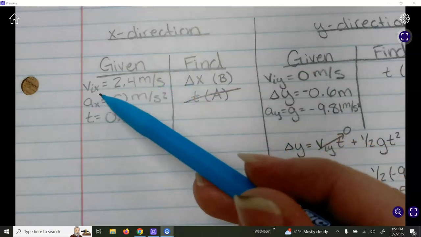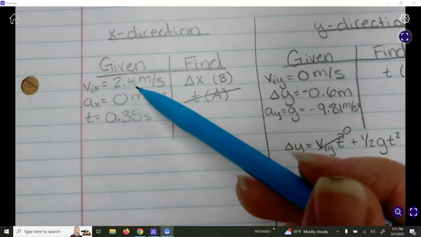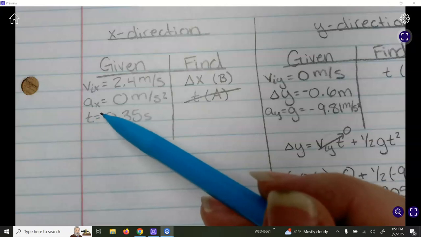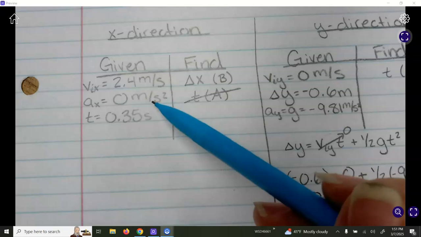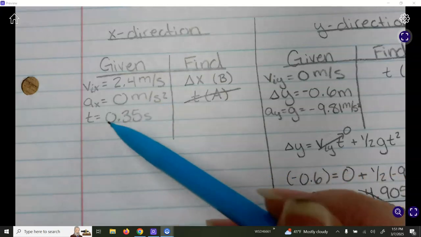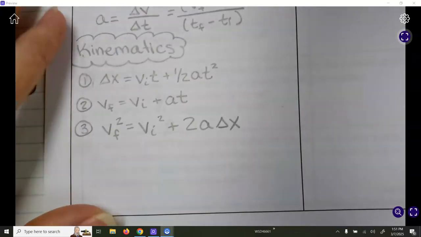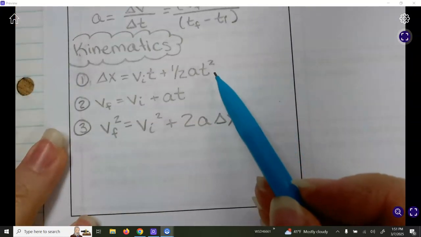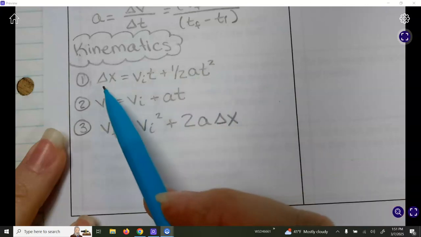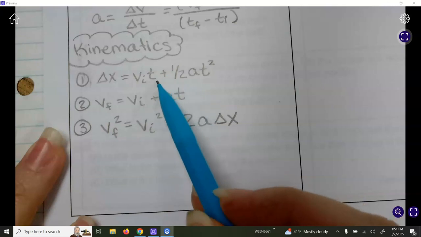So let's take a look at our given and find. We know the initial velocity is in the x direction, and it's 2.4 meters per second. We also know that objects in projectile motion do not accelerate in the x direction, so that's going to be 0. And we also know our time, 0.35 seconds. Let's take a look at our equations and see which one is going to work for us. All right, equation number 1 right off the bat looks pretty good. I do have delta x, I do have my initial velocity, and I also have time.